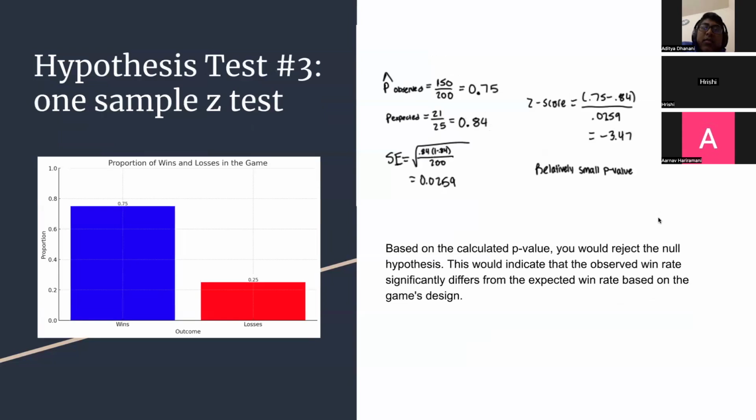And for hypothesis test number 3, one sample t-test, based on the calculated p-value, we would reject the null hypothesis, and this would indicate that the observed win rate significantly differs from the expected win rate based on the game's design.